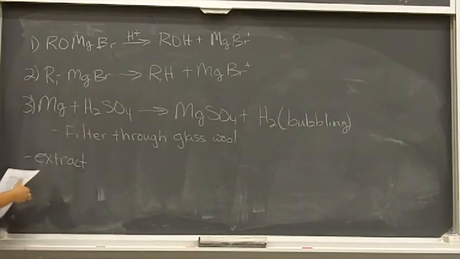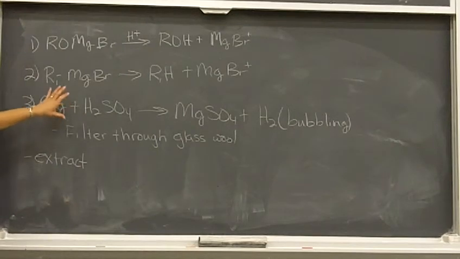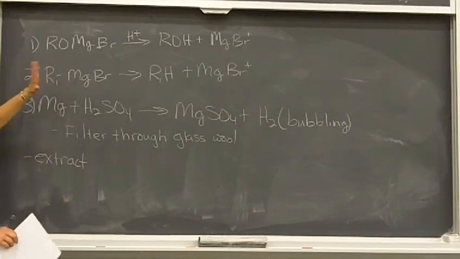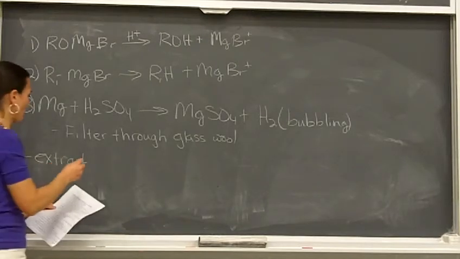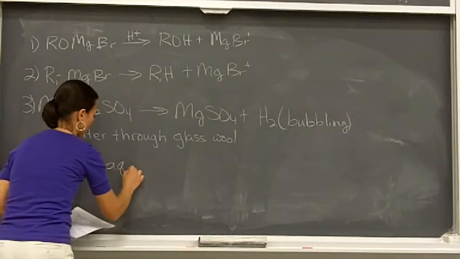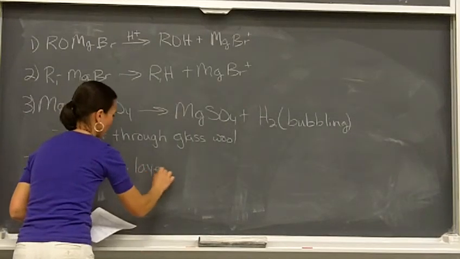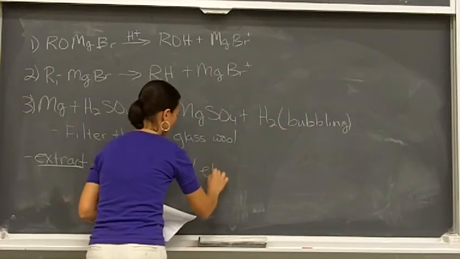So we've got this mixture. We're putting this whole mixture into our separatory funnel. We're going to separate our organic layer and our aqueous layer, okay? Then what we're going to do is what's called extracting our aqueous layer, okay?